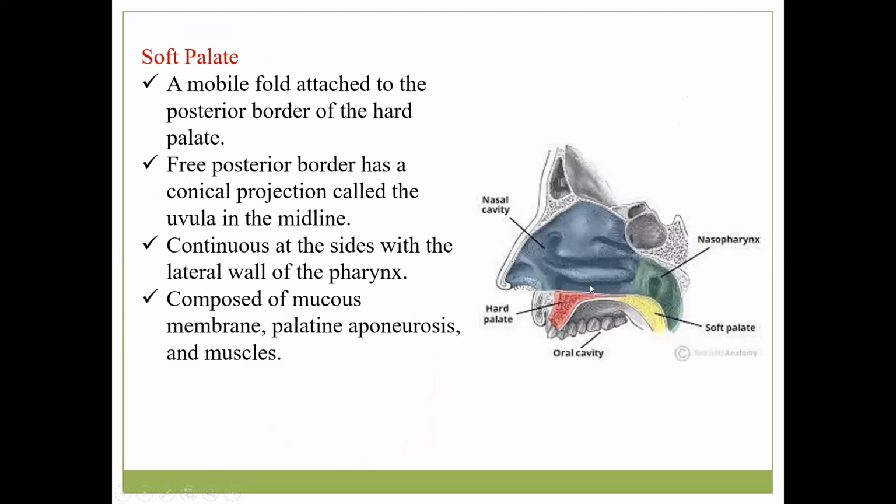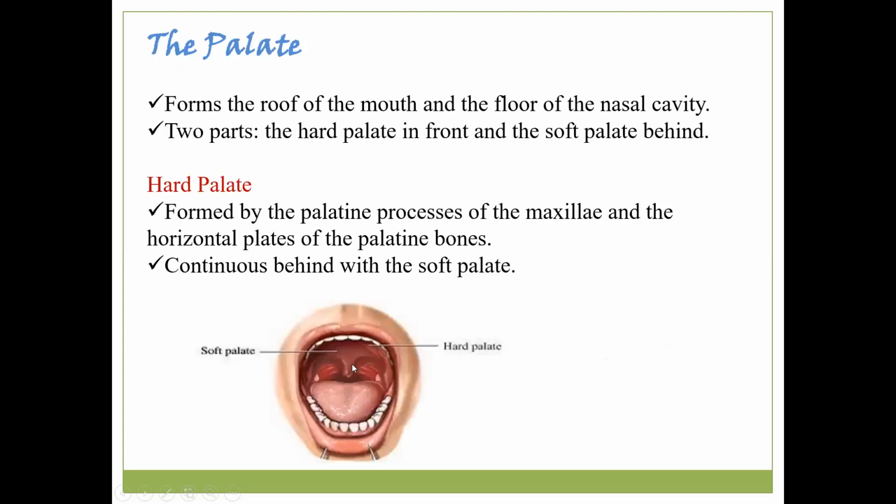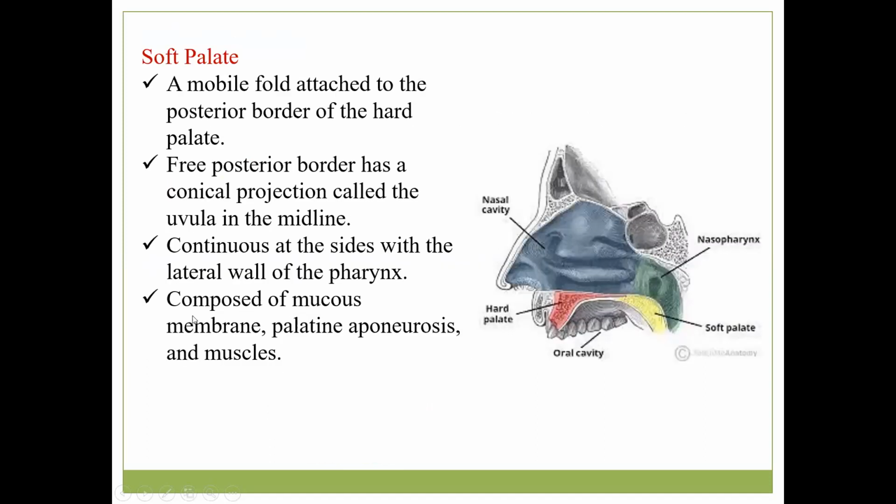So in this picture, you can see the hard palate in red color and the soft palate in yellow color. And this free posterior border of the soft palate has a conical projection called the uvula in the midline. So you can see in this picture here, this conical shaped free structure is the uvula. And the soft palate is continuous at the side with the lateral wall of the pharynx.